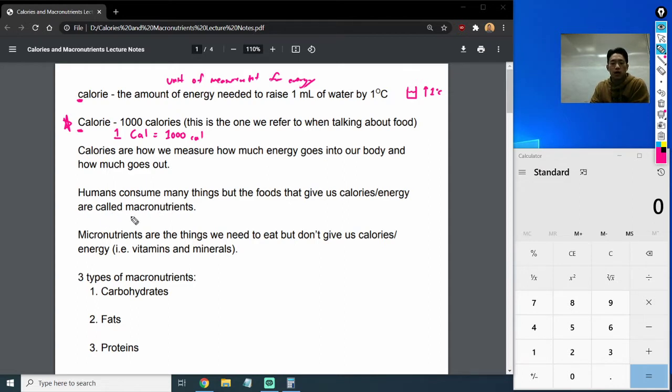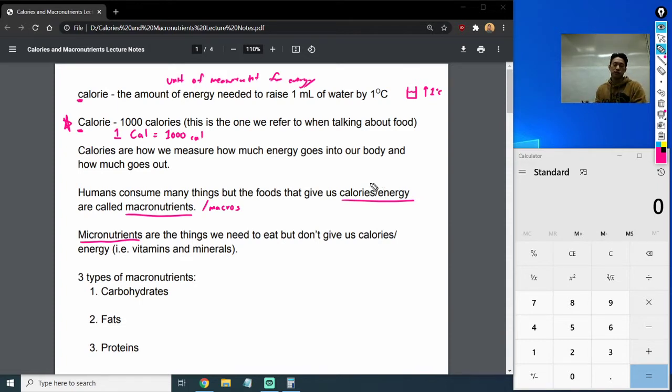And so people eat a lot of things, obviously. You guys eat a lot of different types of food, but the food that gives us calories and energy are called macronutrients. Okay, so you guys might hear the term macros. I'll probably be referring to them as macros offhand, but macronutrients are basically just food that gives us calories and energy. There are things that we eat that don't give us calories and energy, and those are called micronutrients. So some examples would be vitamins and minerals. Vitamins and minerals don't give us energy or calories, but we do need to eat them because our body needs them to perform basic functions, but they don't give us any energy. The only foods that give us energy are foods that contain macronutrients.